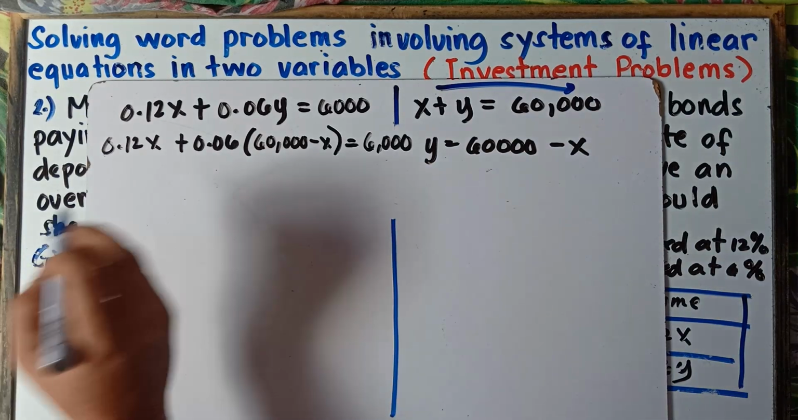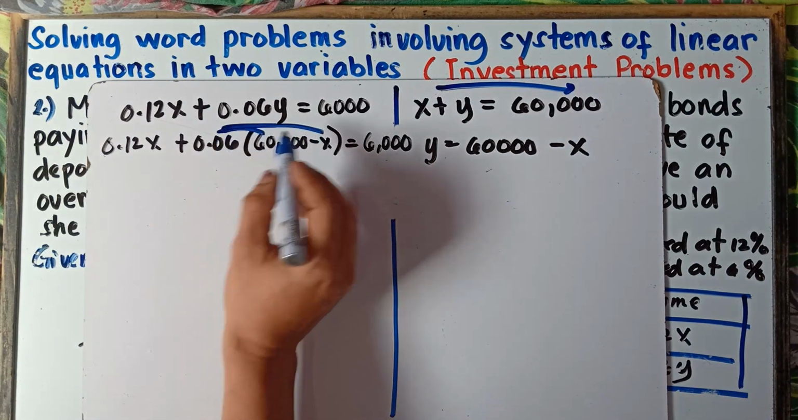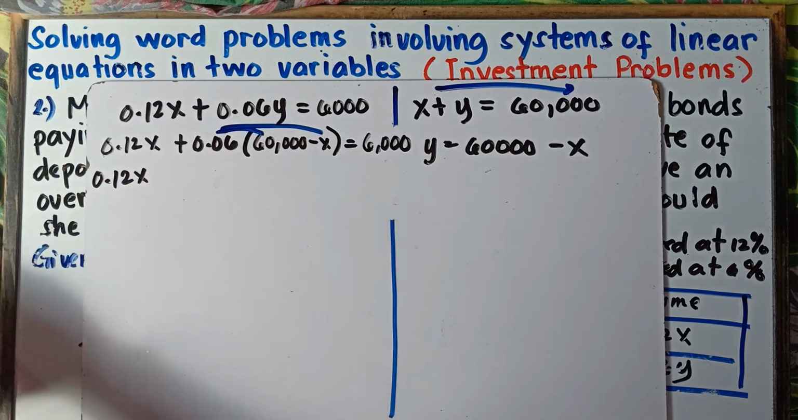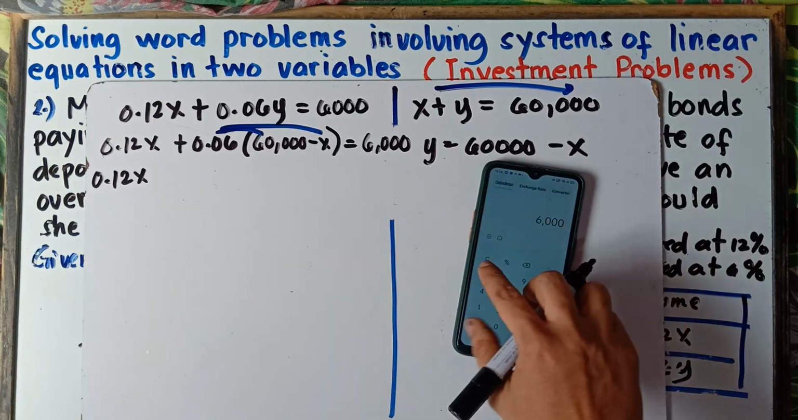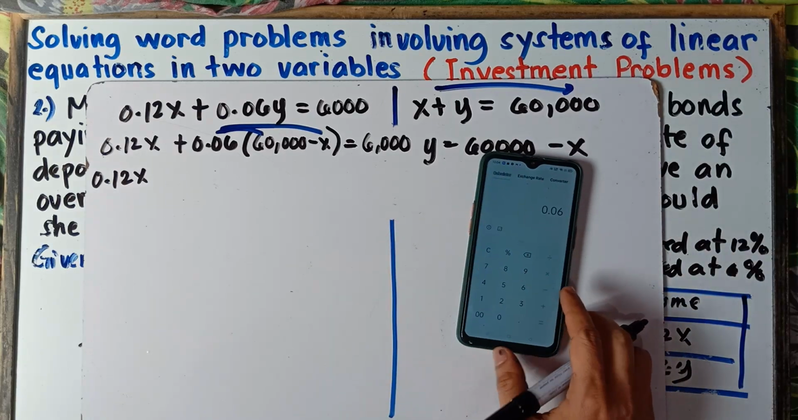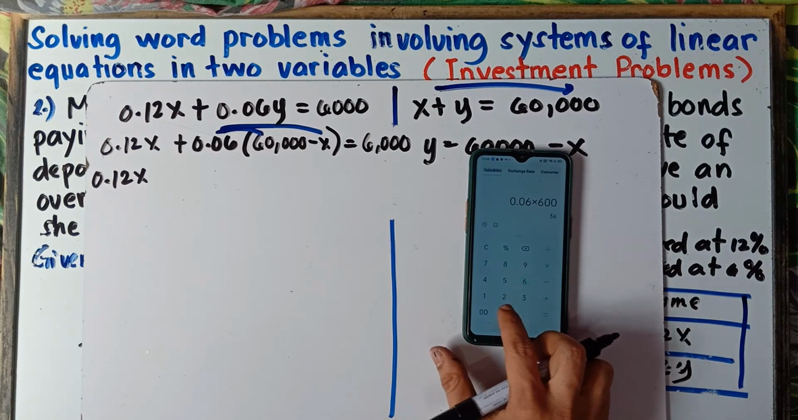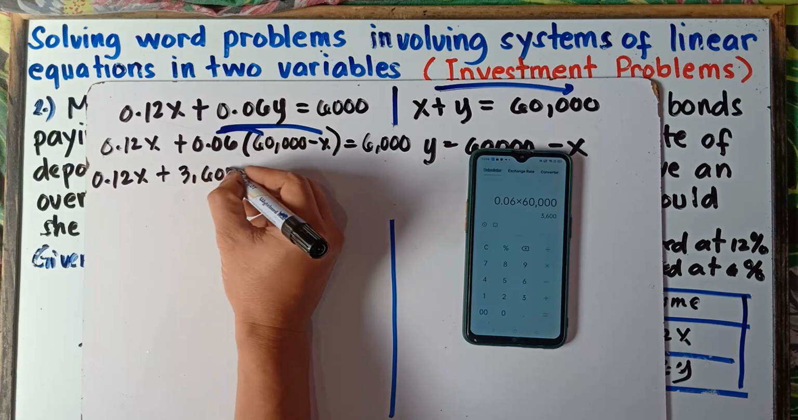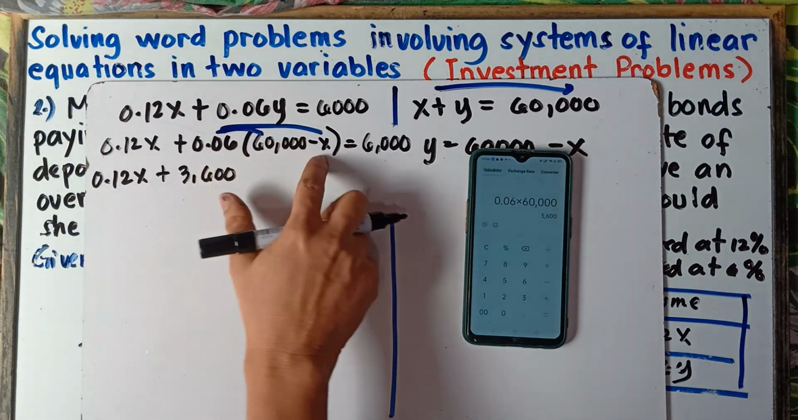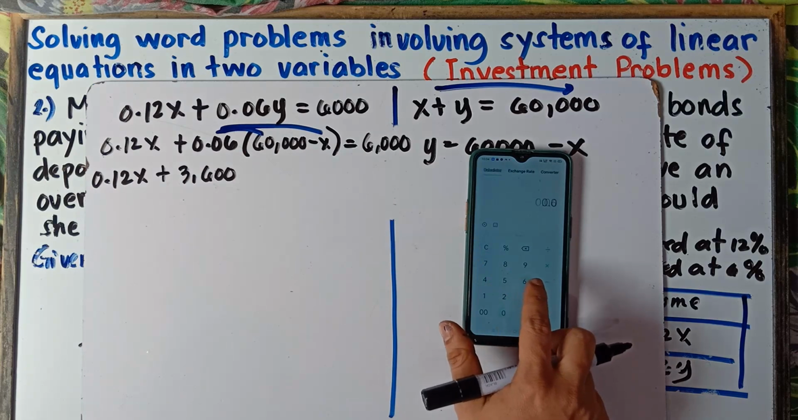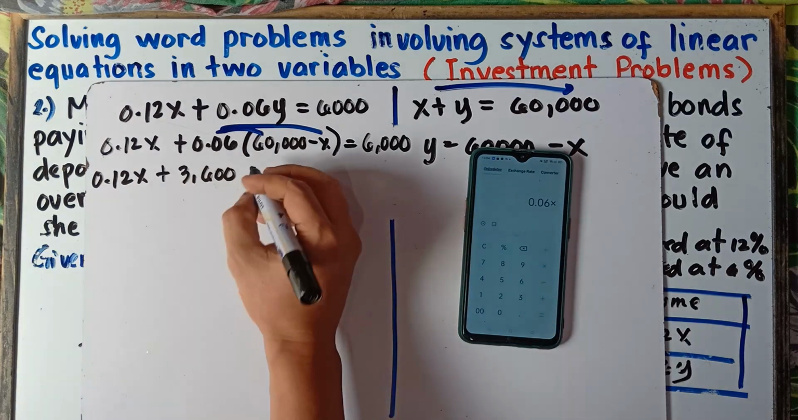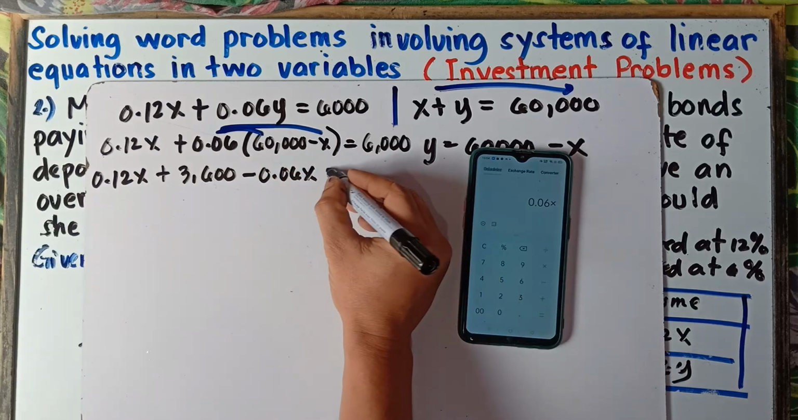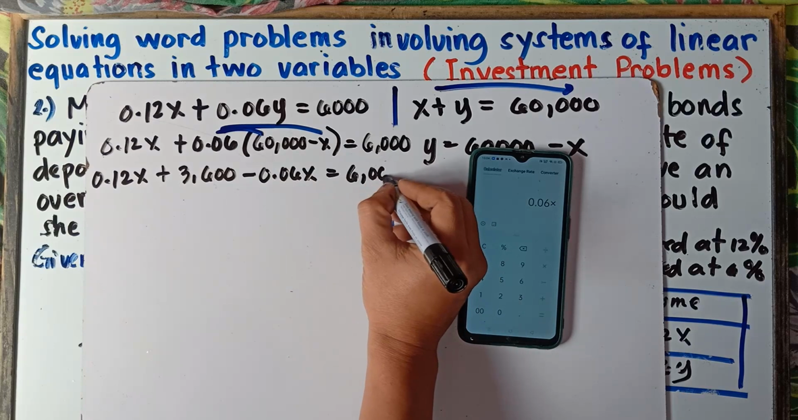Alright, so apply distributive property. You multiply this one and this one. So copy 0.12x and then simply multiply this one, 0.06 multiplied by 60,000. So that would be 3,600. Alright, and then simply multiply this one, 0.06 times x. Of course, that would be negative 0.06x. Copy equal sign and then copy 6,000.